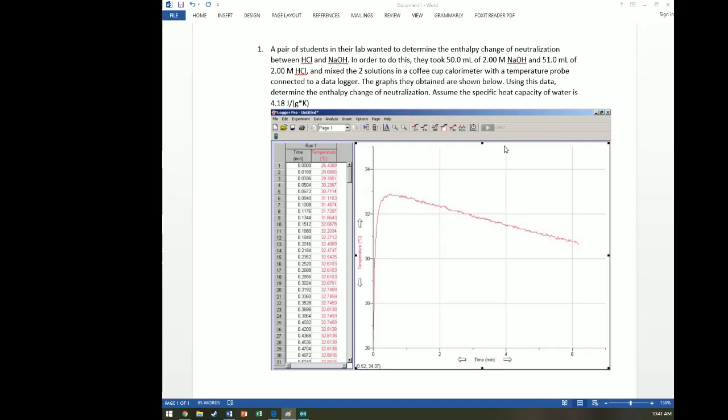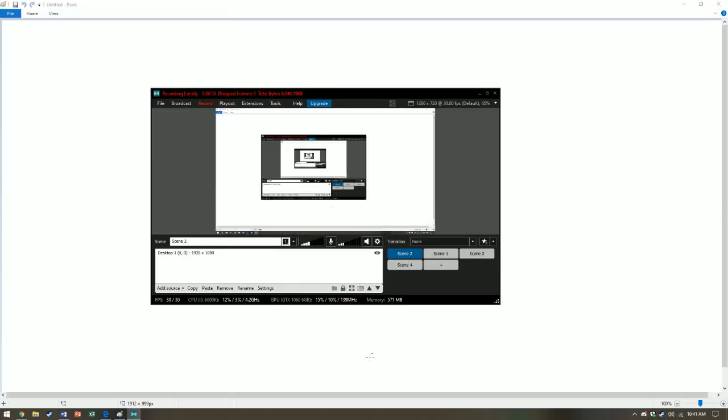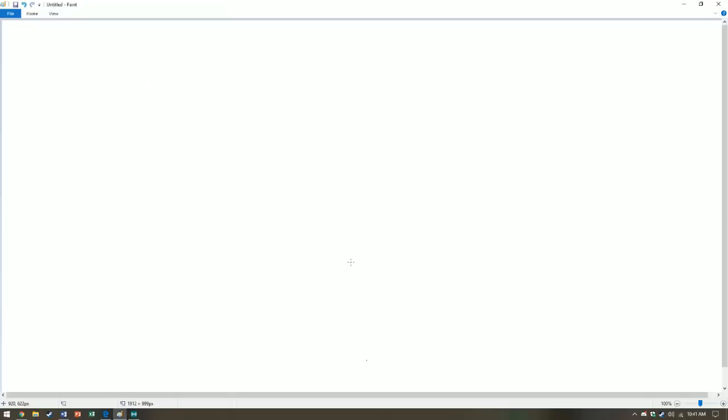Using this data, determine the enthalpy change of reaction. Assume the specific heat capacity of water is 4.18 joules per gram per degree Kelvin. And here's the data they collected. Pause the video if you want to try the question out yourself now, and come back for the solution. Right, so I assume you're back.